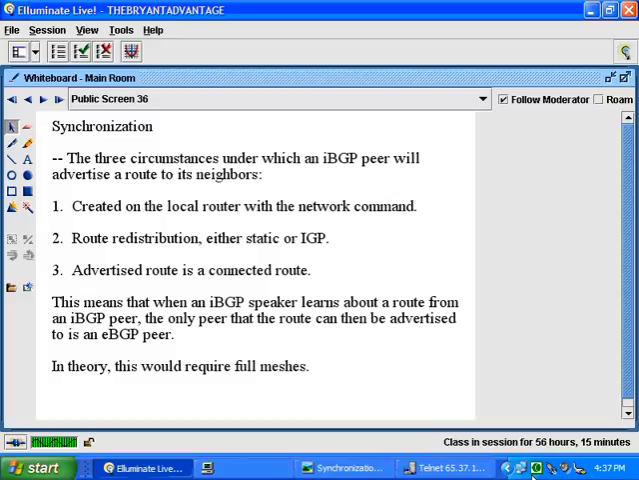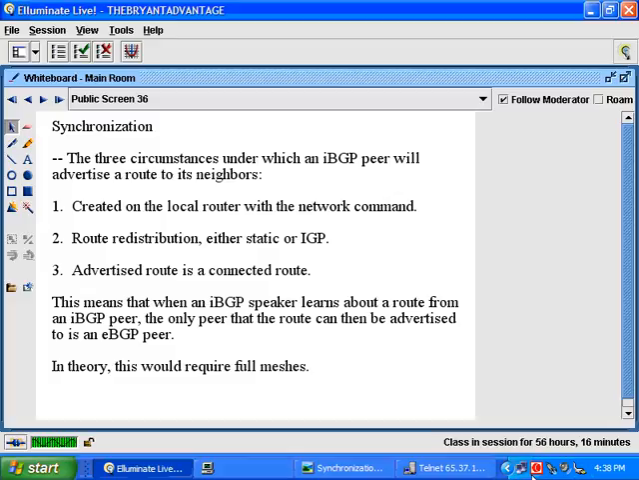What we're going to look at right now, though, is the fact that iBGP routers do not send updates to every single neighbor. There are only three circumstances under which an iBGP peer will advertise a route to a neighbor. The first is if the route was created on the local router with the network command, and you've seen the network command in action throughout the BGP course. Second, if it's in there via route redistribution, either by redistributing static or IGP routes. Or third, if the advertised route is a connected route to begin with.